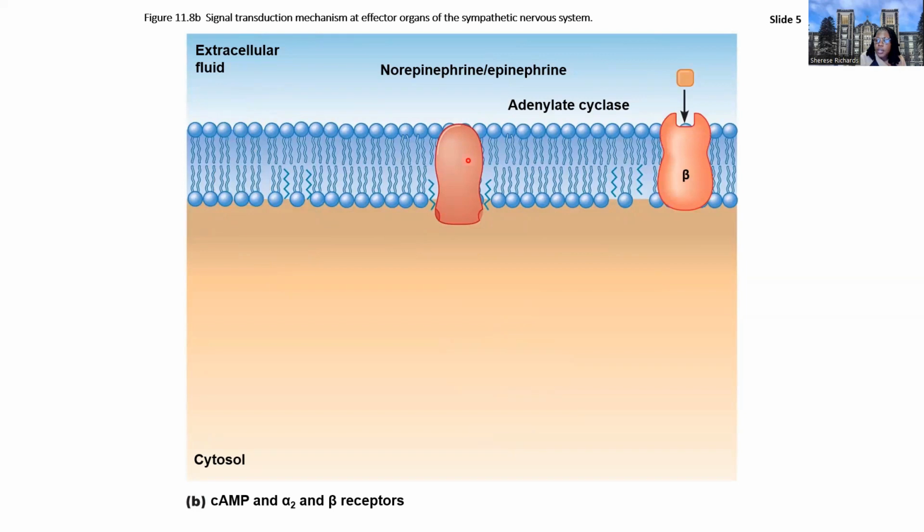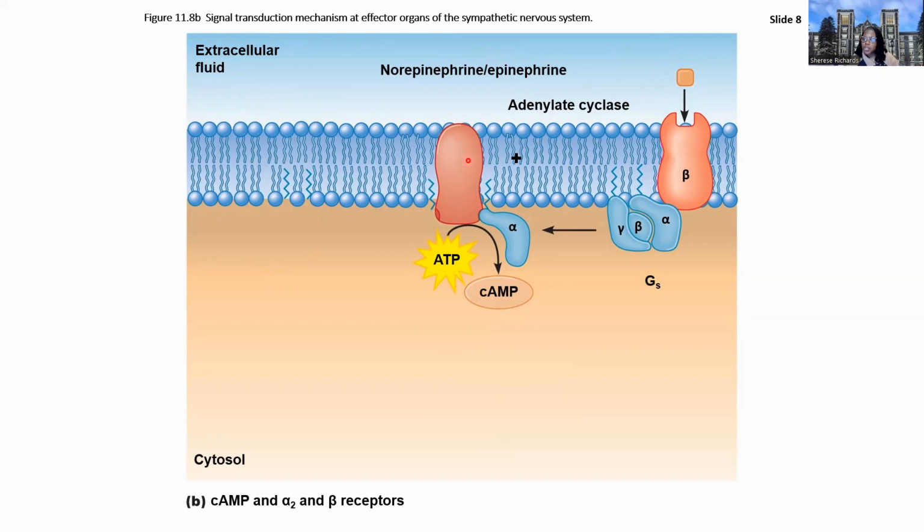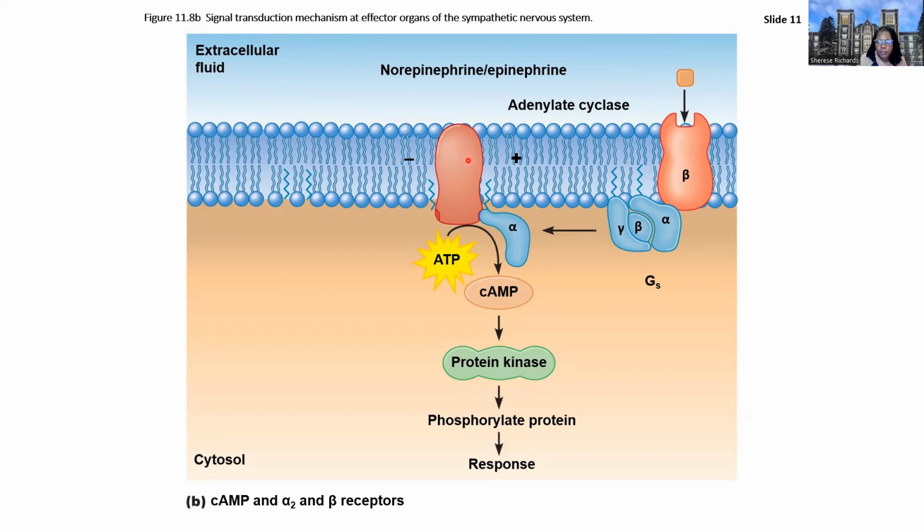For beta receptors, epinephrine or norepinephrine binds. The G protein here is a stimulatory G protein. So when its alpha subunit moves off, that activates the amplifier enzyme, adenylyl cyclase. That actually creates the second messenger, instead of blocking the second messenger, which is what the alpha-2 receptor does. Now we have protein kinase, and then phosphorylation of some protein in the cell. Again, this can be tissue specific. And then we have the cellular response.